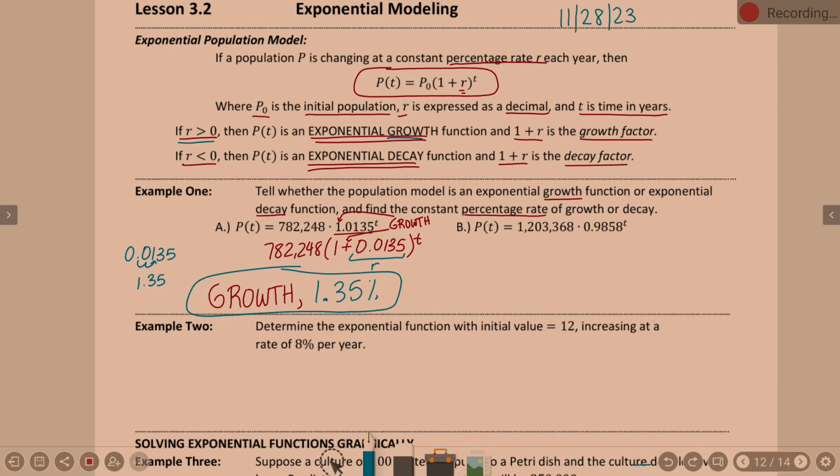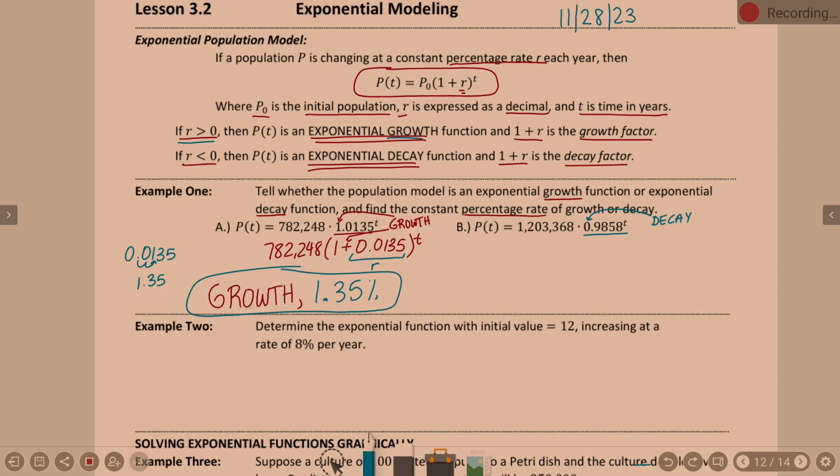Okay, B. What do you recognize on B? Okay, why are we saying decay? Because, okay, this number right here, it starts off with 0, doesn't it? Since it starts off with 0, I automatically know that it's a decay.